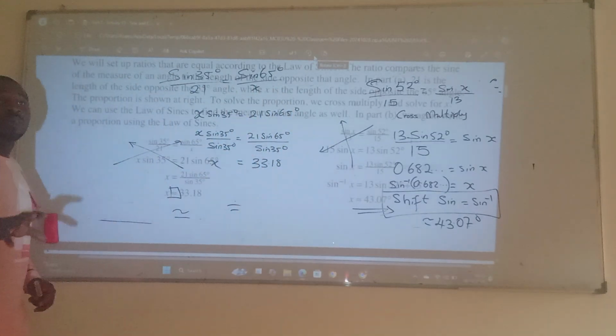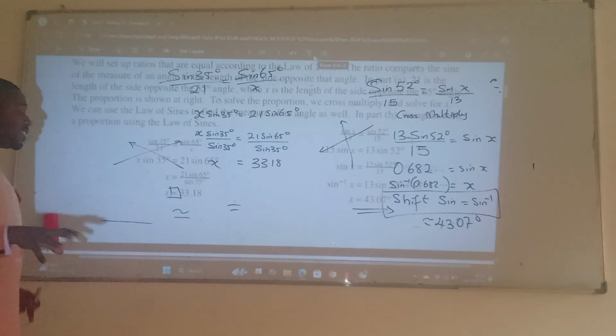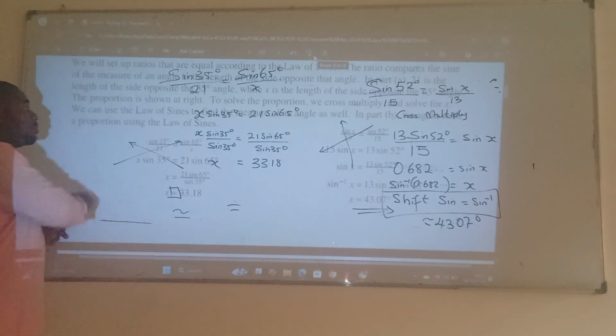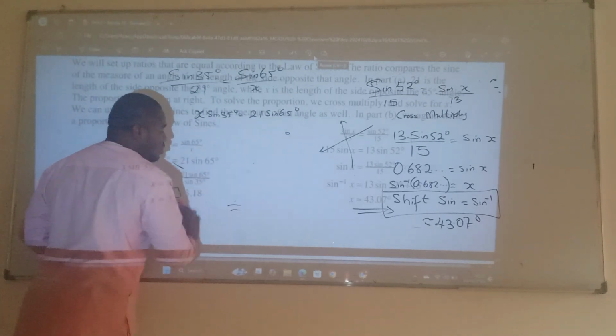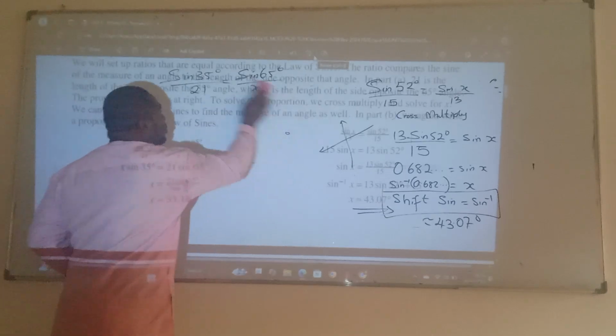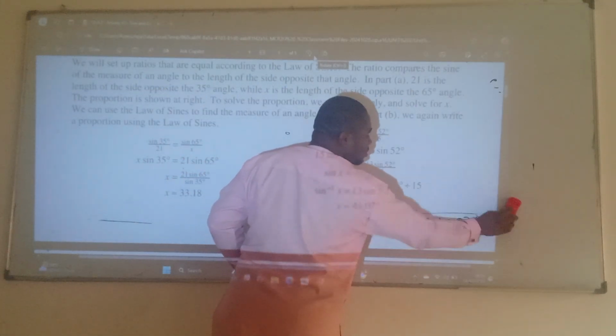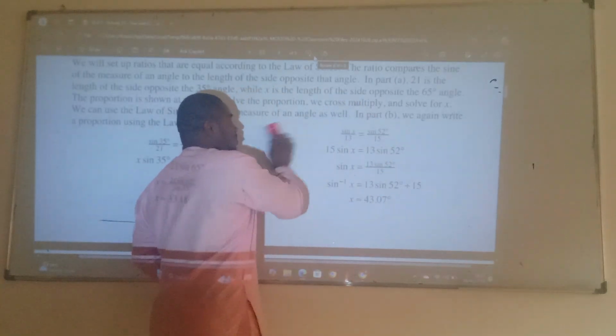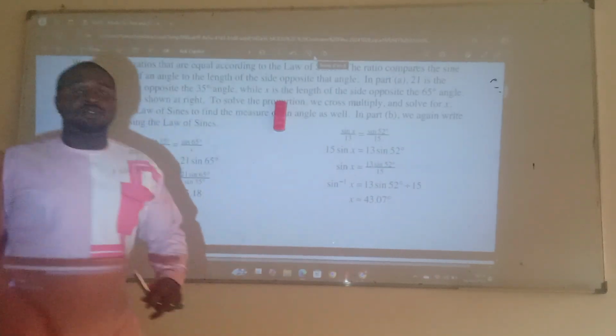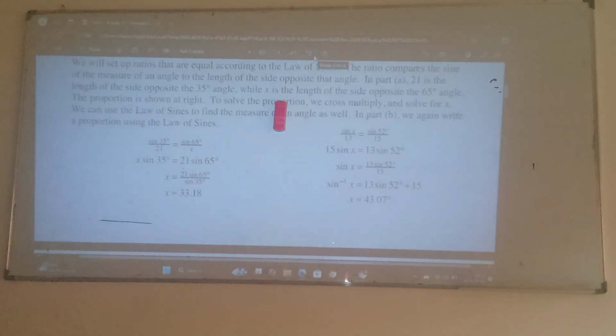So now let's deal with some examples containing the cosine rule. This is all for the sine rule. Yes, we're going to do some now. But before we continue, do we have any other question?